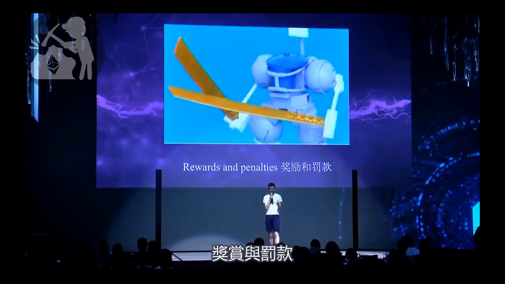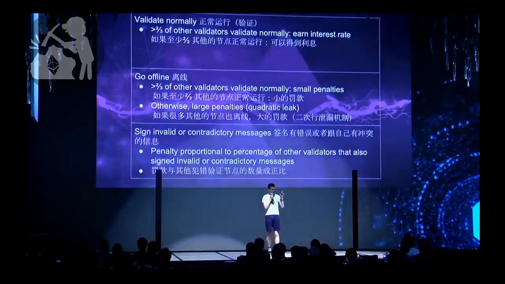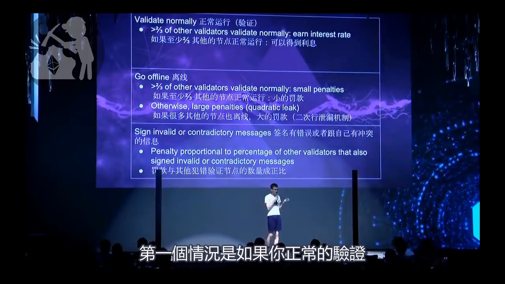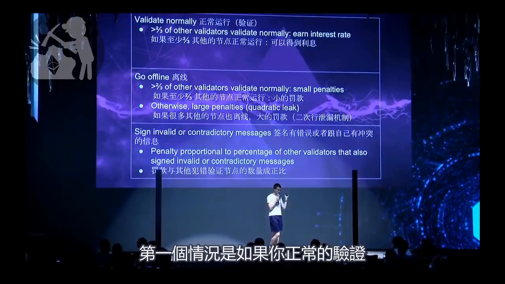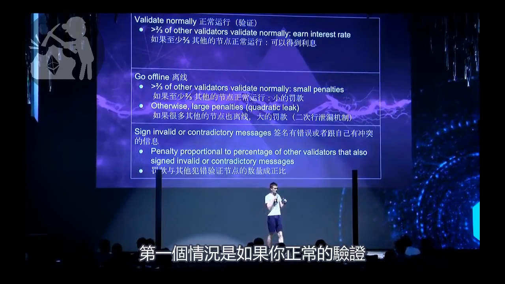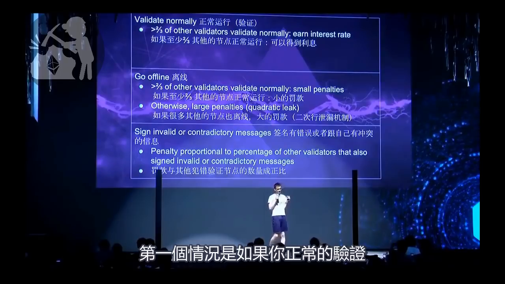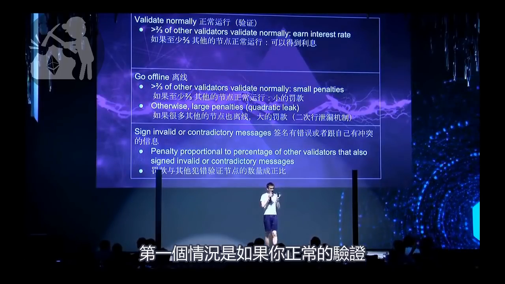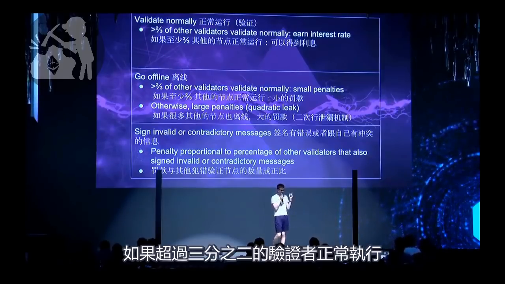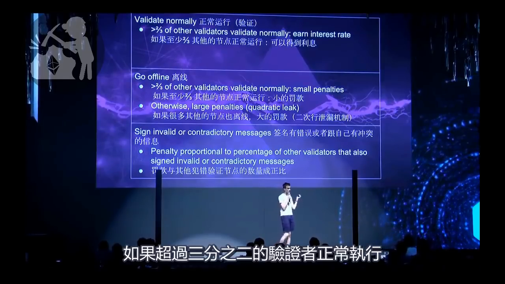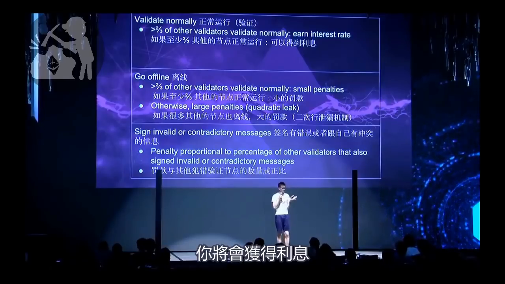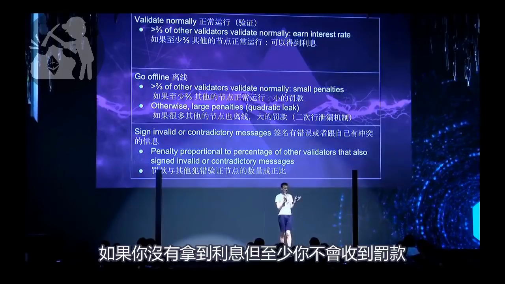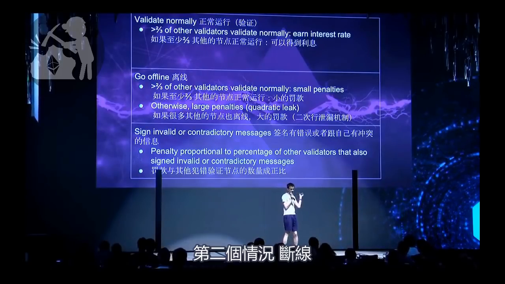Rewards and penalties. There are roughly 3 cases here. The first case is if you validate normally. Validating normally means you're online, you're participating in all of your different responsibilities, and everything is good. If more than 2/3 of the other validators also validate normally, you earn an interest rate. If this is not true, then you don't earn an interest rate, but you at least keep your money and avoid penalties. Case 2, go offline.